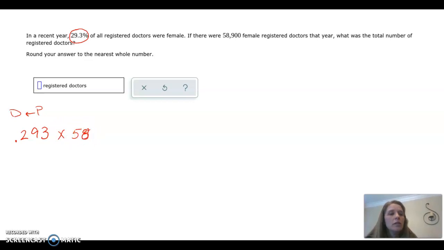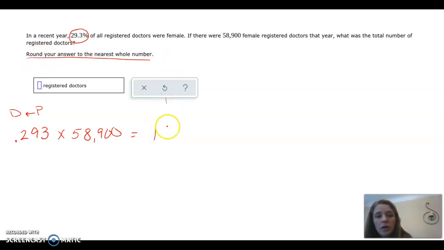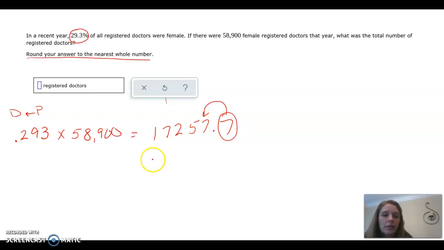Let me just fix that real quick. 58,900. You can use your calculator. So 0.293 times 58,900, and you get 17,257.7. Now, it says round your answer to the nearest whole number. That 7 is going to take the one before it and turn it to an 8. So the answer would be 17,258 registered doctors. Okay.